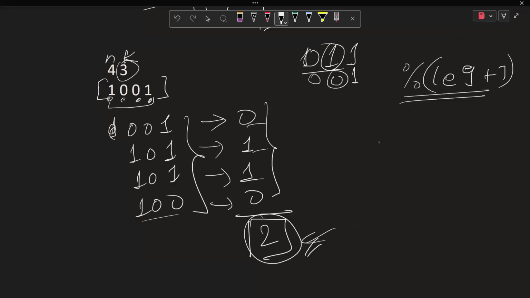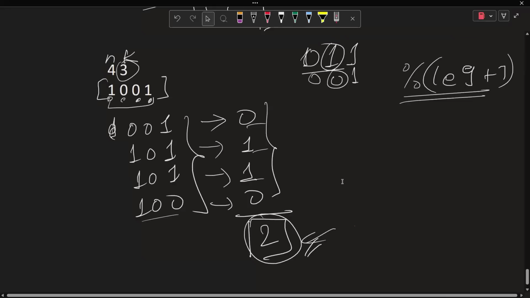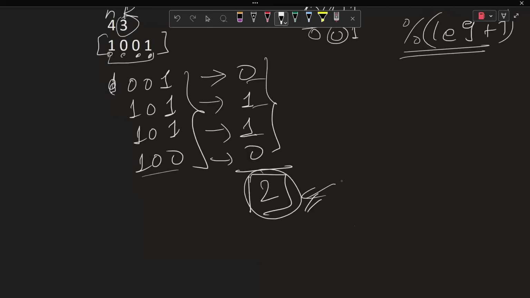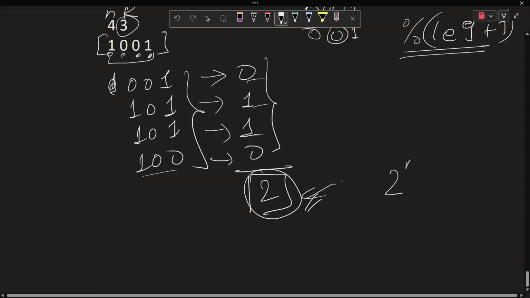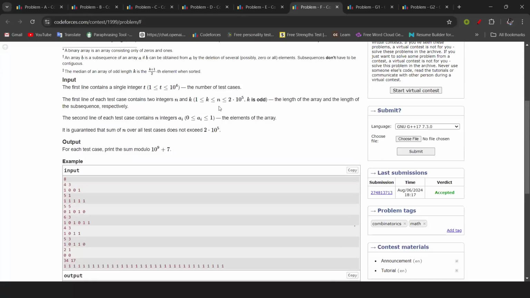Okay, now this is the problem. So how can we solve this? First of all, think of a brute force approach: take all possible subsequences of length k. The number of possible subsequences for an array is of the order of 2 to the power n. So the brute force approach would have a time complexity of 2 to the power n multiplied by n, or k, for finding the median. That would be very large anyway. We are given n as 2e5, and we are also given that k is odd. Okay, so we need to optimize it.